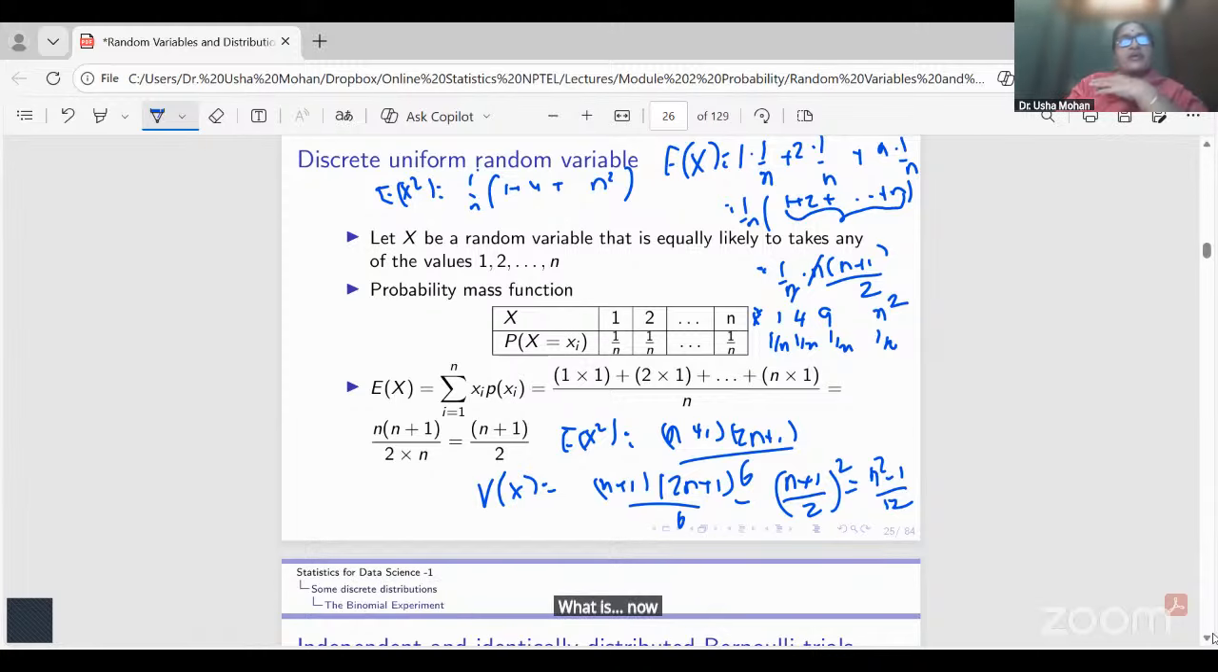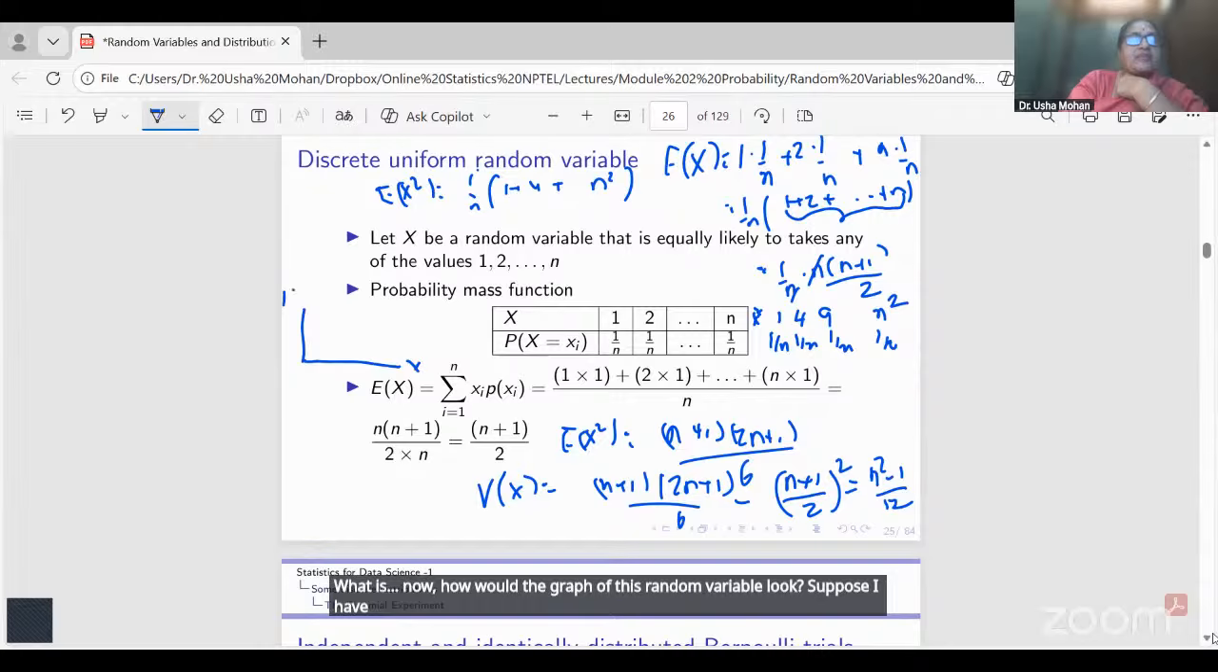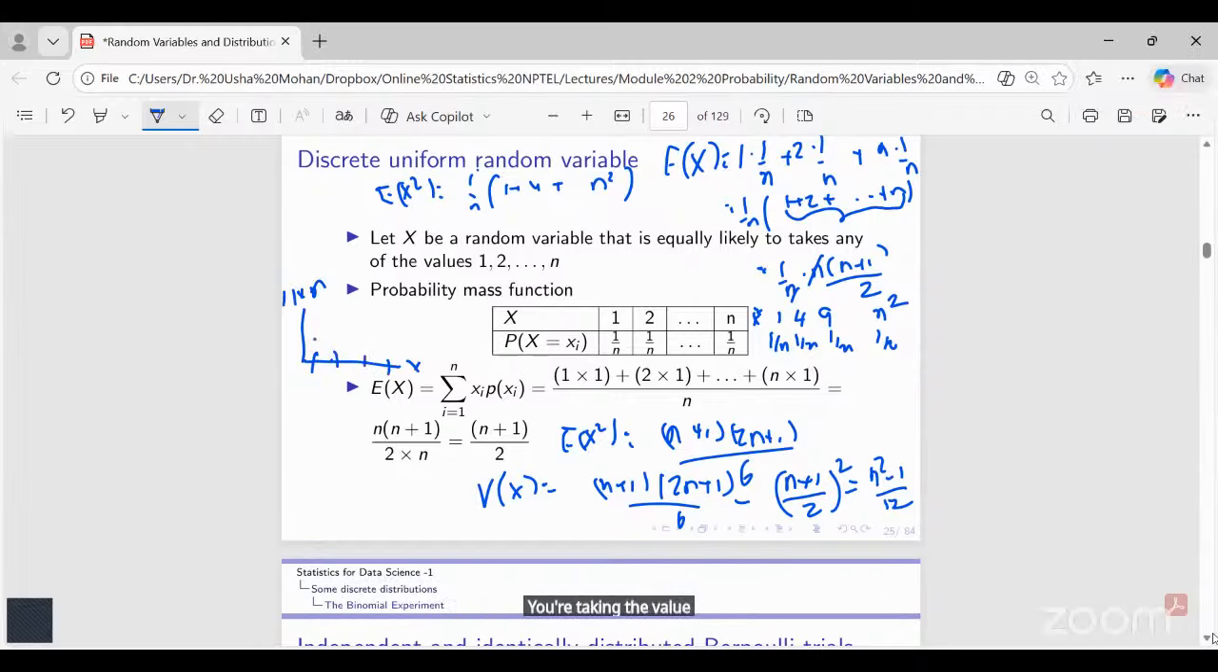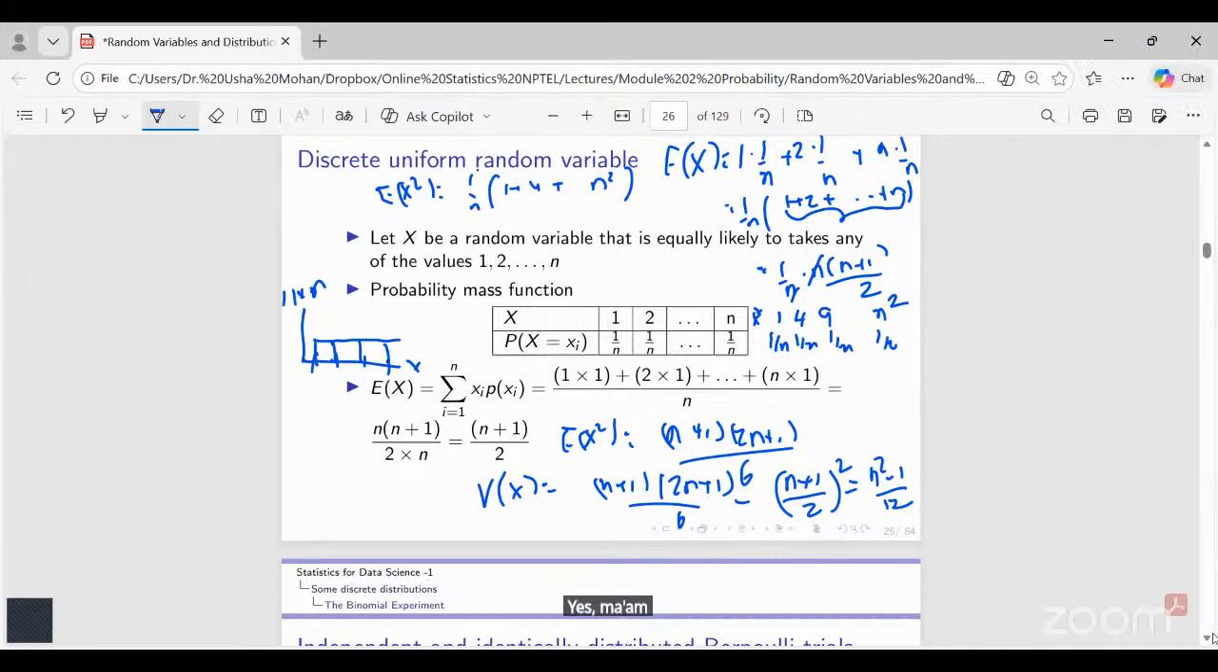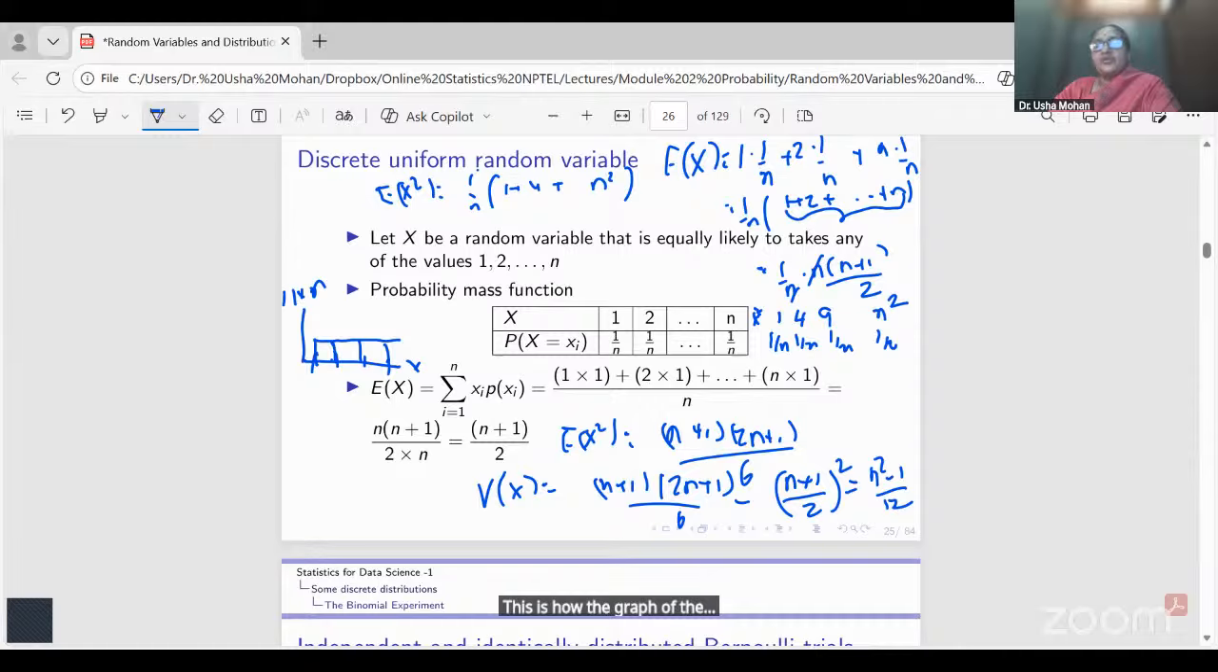Now how would the graph of this random variable look? Suppose I have x here and probability X equal to x here. It's taking the value 1, 2 up to n. It is going to look uniform because the values are the same. Would you all agree? This is how the graph of the discrete random variable would look.